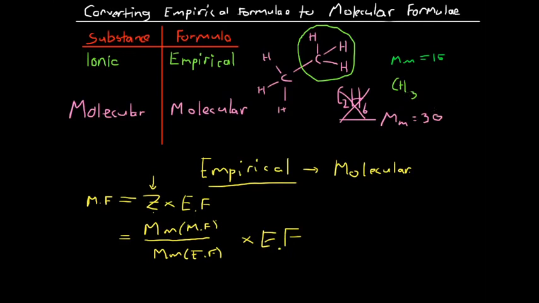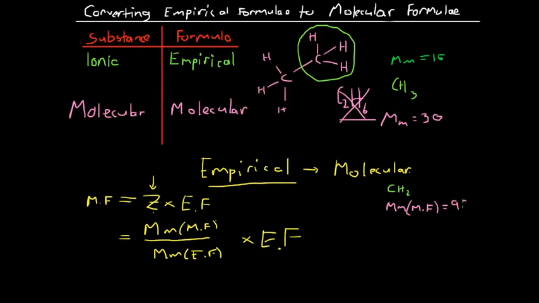So let's do a proper example all the way through. Let's say that we've dealt with the substance, we've done all the experiments and tests, and from there we found out that the empirical formula of a substance is CH2. And we're told that the molar mass of the substance we're dealing with, so we'll call the substance the molecular substance, or the molecular formula, the molar mass of the molecular formula is 98.